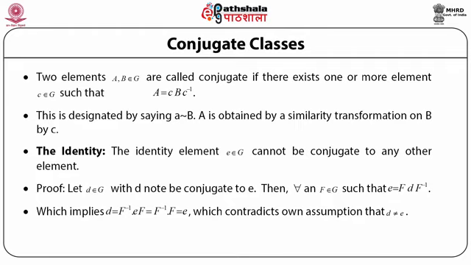To see this, consider, if possible, let D belonging to G with D not the identity E be conjugate to E. Then there exists an element F in G such that the identity element E is conjugate to D and can be written as E equals F D F inverse, which implies that D equals F inverse E F, and since E F equals F E, this implies D equals E, which contradicts our own assumption which says that D is not equal to E. So it means that the identity cannot be conjugate to any other element.